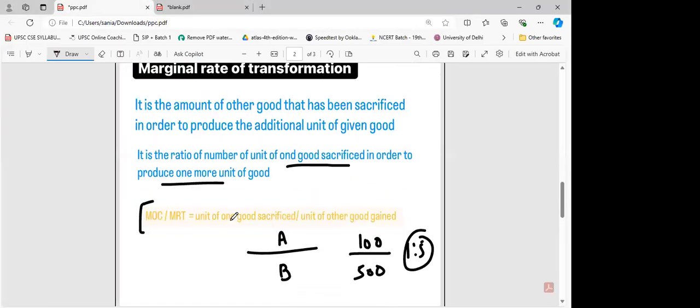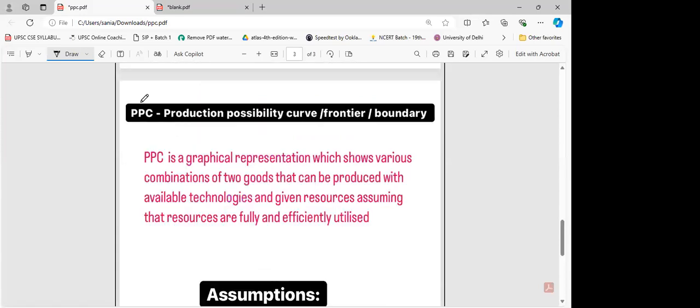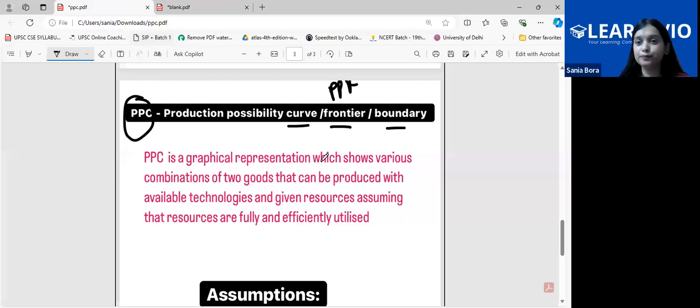Okay. Now we just start with a new concept called PPC. There is one term called PPC, which is production possibility curve. Sometimes frontier, and that time it will be PPF, right? And boundary. You can use curve, frontier, or boundary accordingly. If it is PPC, you will say production possibility curve. If it is PPF, you will say production possibility frontier. If it is PPB, you will say production possibility boundary. Clear? Fine?